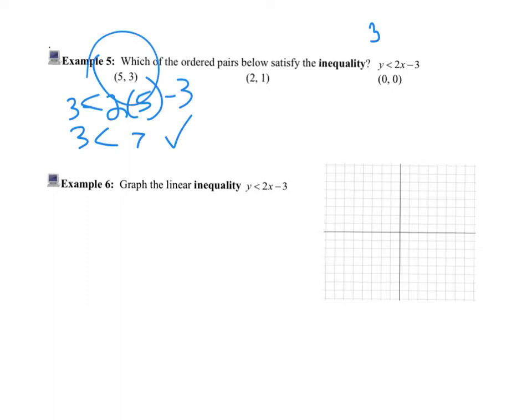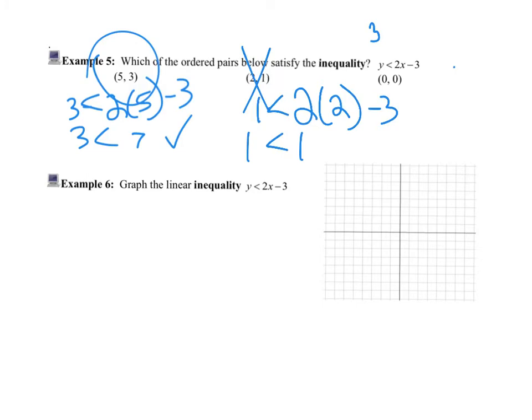Let's test the next one again. 1 less than 2 times 2 minus 3. 2 times 2 is 4. 4 minus 3 is 1. 1 is less than 1. 1 is not less than 1. 1 is equal to 1. And this inequality does not have an equal to bar. So this does not satisfy the inequality. That is not a solution.